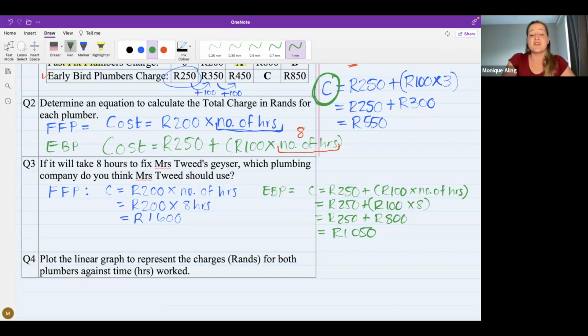So a question like this could be for 5 to 6 marks. 2 marks for showing calculations for each plumbing company, and a last mark for actually answering the question, saying Early Bird Plumbing, obviously write it out in full in a test, will be cheaper.